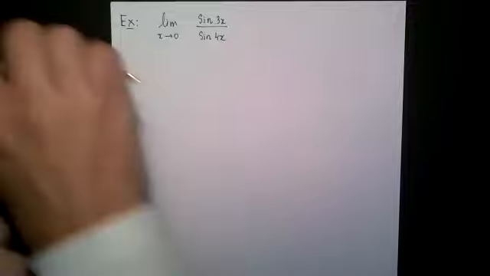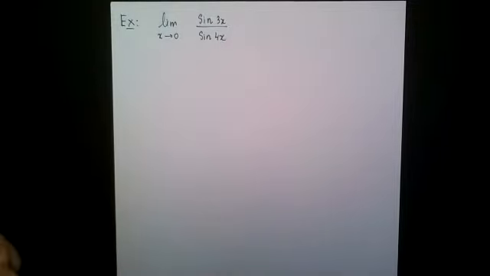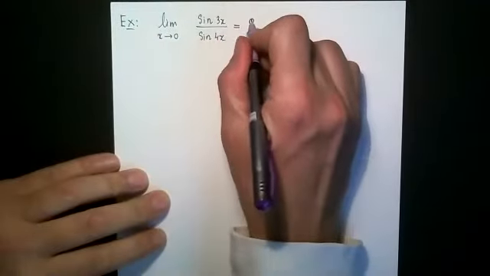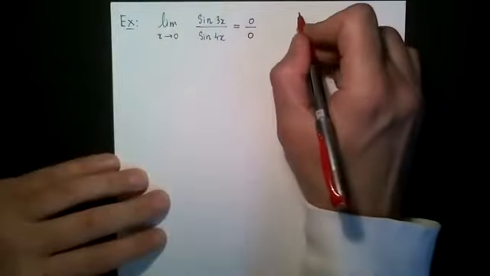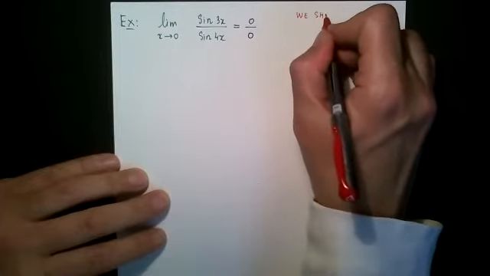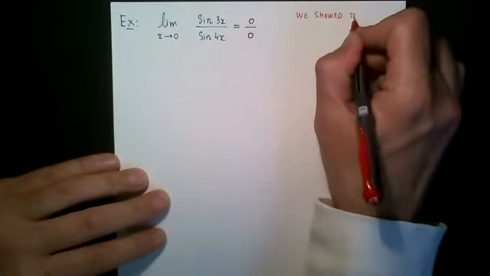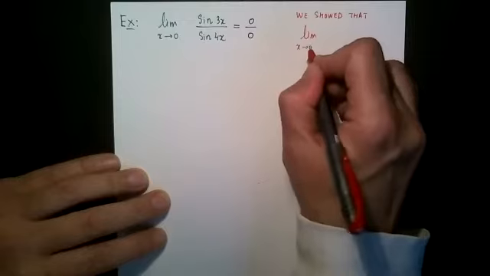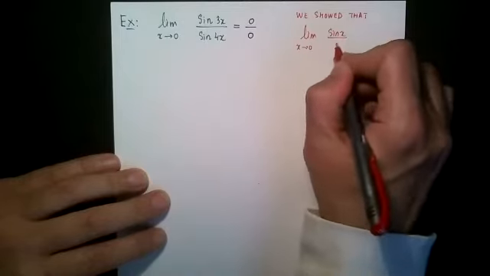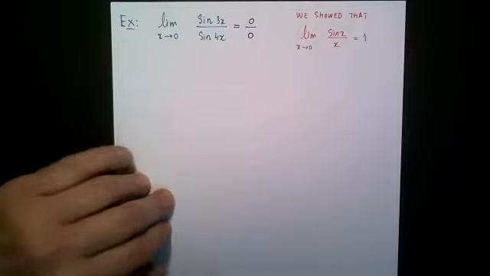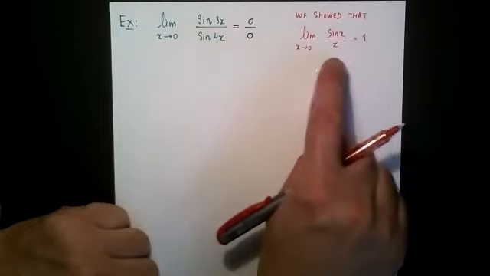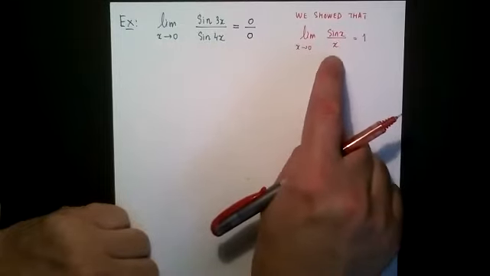First of all, I'm going to plug in the 0. So I get sine of 0 is 0, and on the bottom, sine of 0 is 0. Okay? And remember what we proved, that the limit as x approaches 0 of sine x divided by x is 1. This we showed using the squeeze theorem. So I need to be able to recognize this pattern in here.